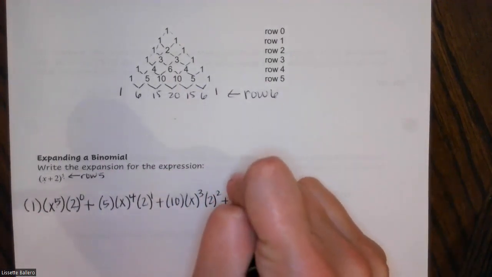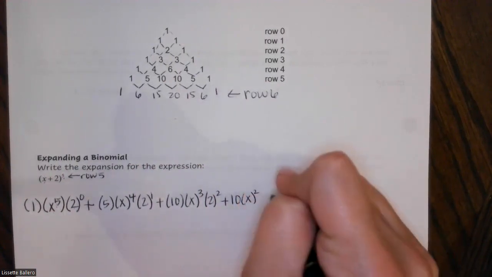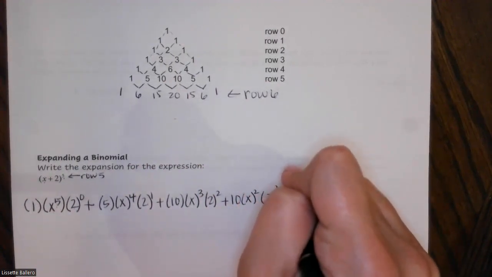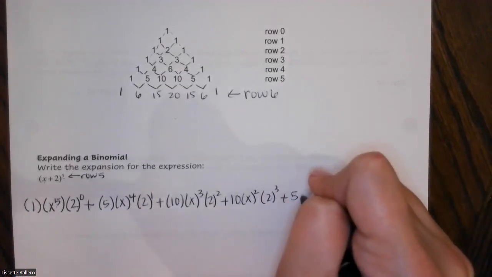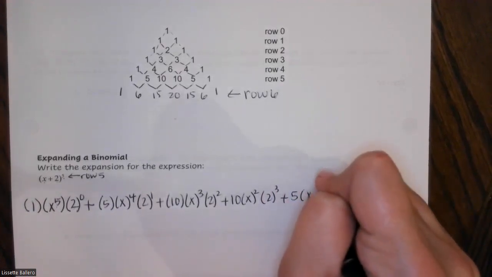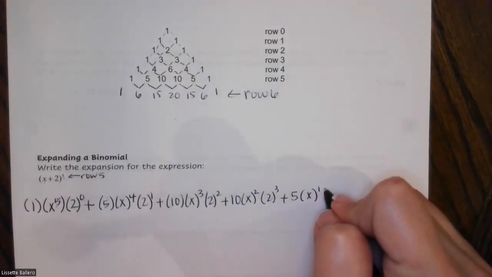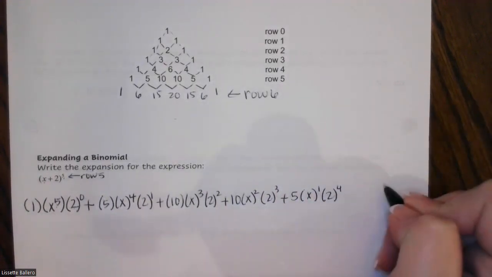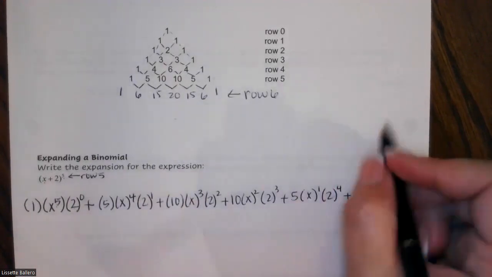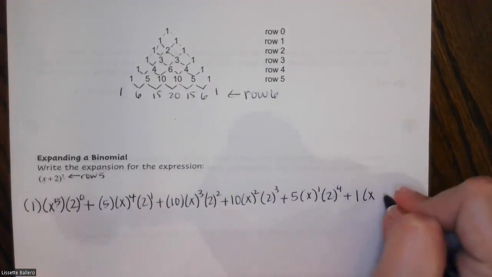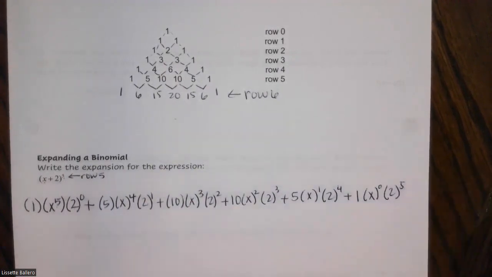Our next coefficient is 10. And then we go x, 1 less, 2, 1 up. Our next coefficient is 5. Then x, we're going to go 1 less, so that's x to the 1st. 2, we're going to go 1 up, so that is to the 4th. Our last one is going to be 1. And that's x to the 0 power and 2 to the 5th power.